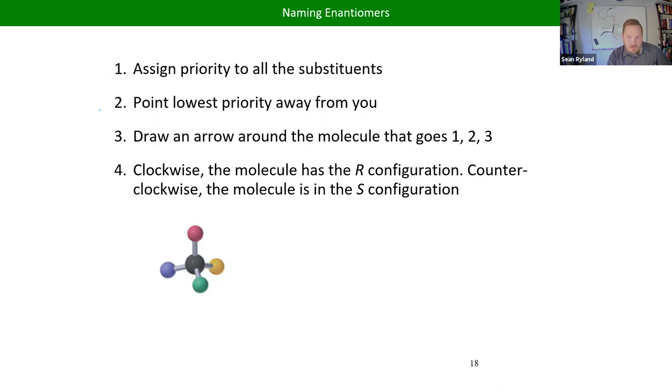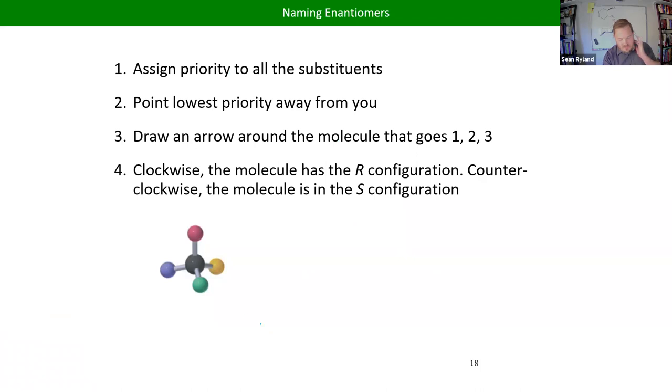If we're going to try to name these, we're going to name them using this R or S configuration. R, I actually don't know what the word is that they made it stand for, but you can think of it as right-handed. And S stands for the Latin for left-handed, which is sinister, which I always make a point of reminding my left-handed brother about. So that's going to be our way we name it, as though it's right-handed or left-handed, R and S.